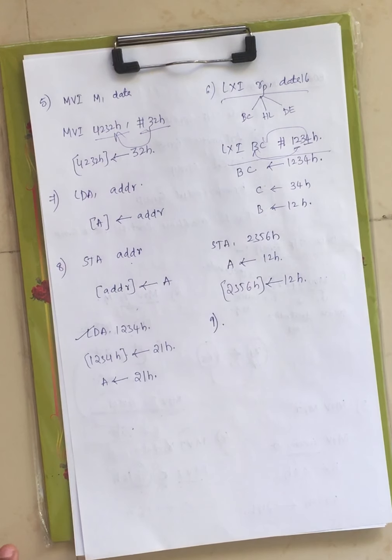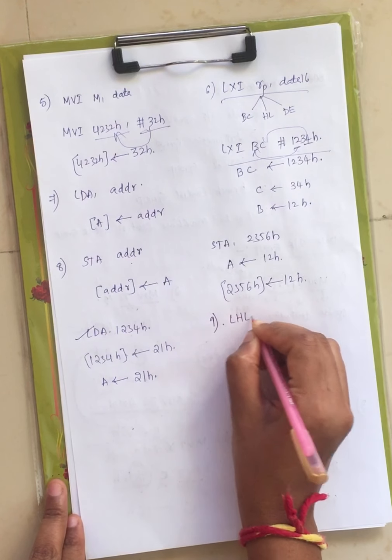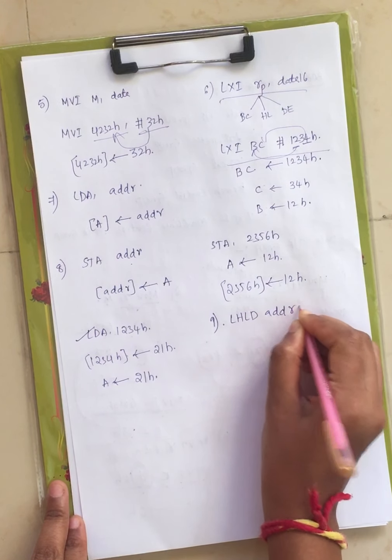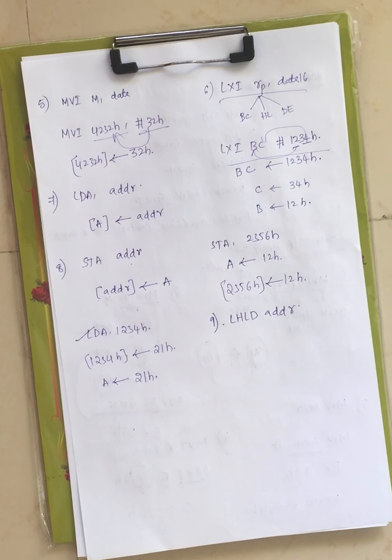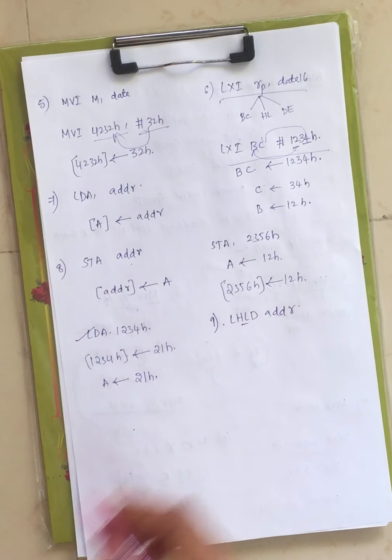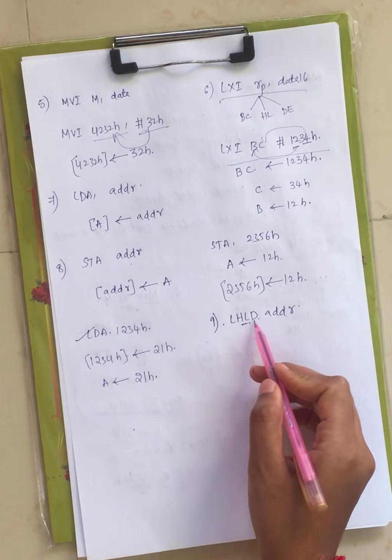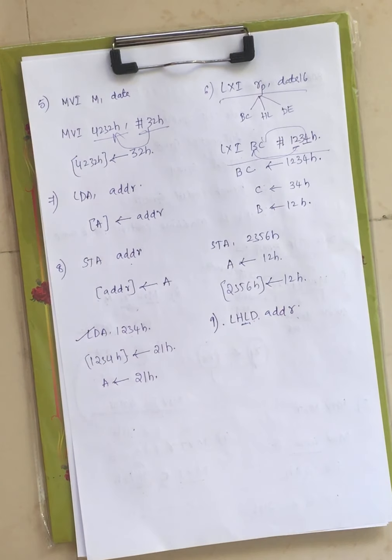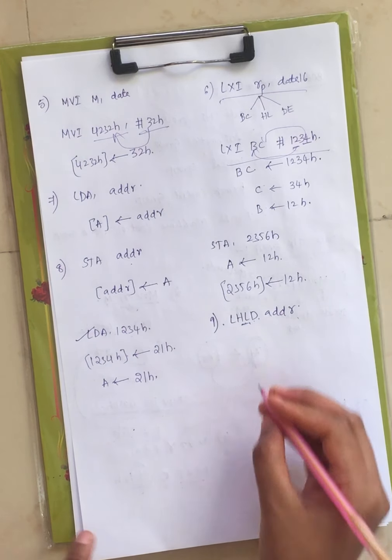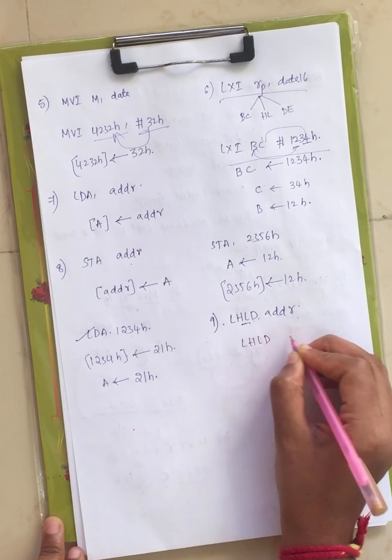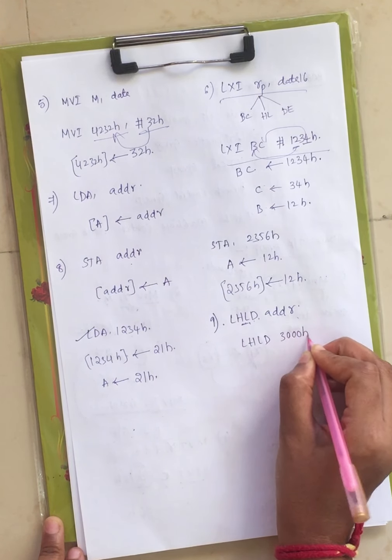Now coming to the 9th instruction, we have LHLD address, right? LHLD is nothing but load HL pair direct. HL is a register pair; we have 3 register pairs, that is BC, DE and HL. Load HL pair direct, and after that you have to mention some address, right? Now I can give an example, LHLD 3000H.